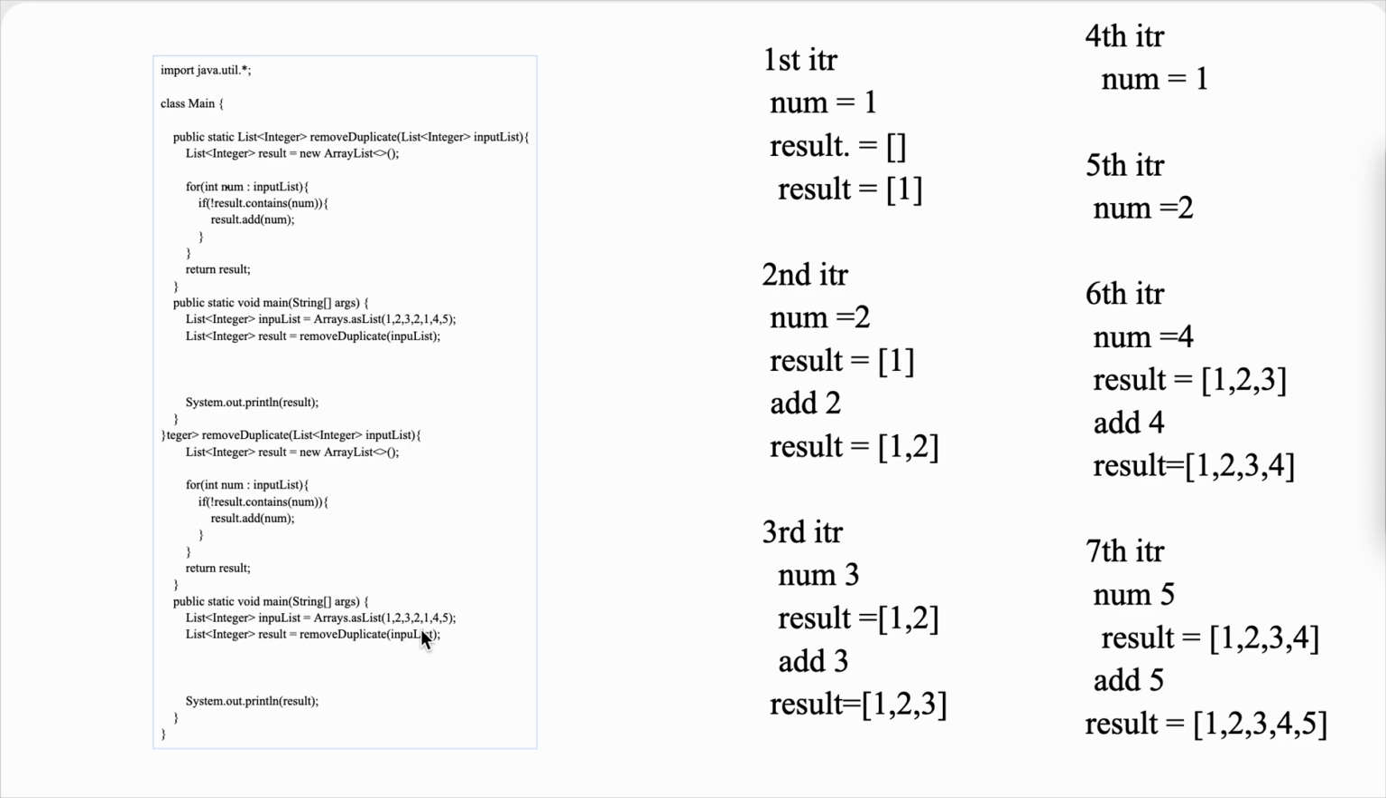Third iteration, number is equal to 3. Check if number 3 is inside the previous result. Is 3 in the result? False, then add 3. Result will be 1 2 3. After that, fourth iteration, number is equal to 1. Check if 1 is in the result; it is, so it will not be added.